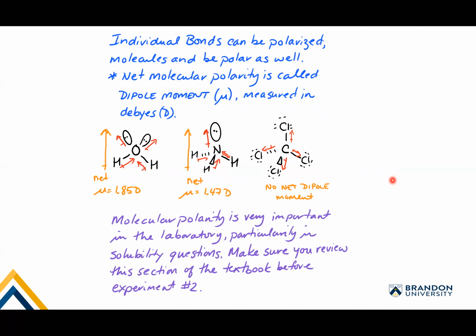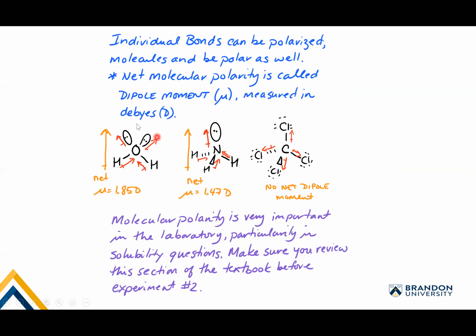Okay, now you can have polar bonds, but you can also have polar molecules. In this little section here, I've got a water molecule, ammonia, carbon tetrachloride. All of these molecules possess polar bonds. Some of them are polar molecules, some of them are not. The net polarity in a molecule is called the dipole moment, and there's a measure for it. Water has one of the strongest dipoles there is, so its unit is very high. It is really important in the lab, where you'll do a lab later on which deals with solubilities based upon polarities of the solvent and of the molecule.